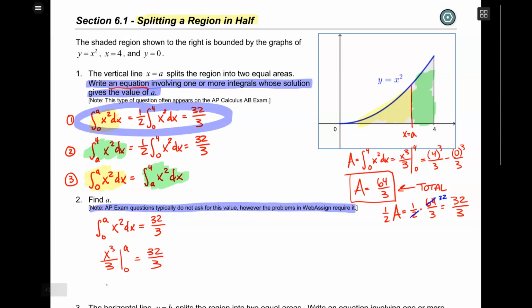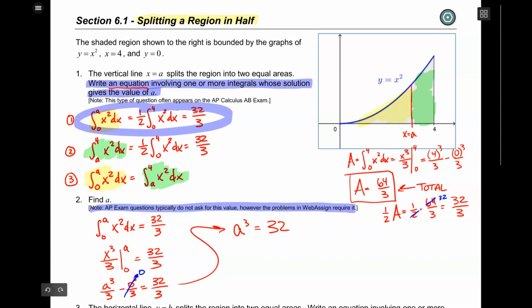Okay, so that means I'm going to plug in A. I've got A cubed over 3 minus 0 cubed over 3 has to equal 32/3. Notice that I have a 3 in all of those denominators, so it's equivalent to this: A cubed has to equal 32. And I know some of you are like, wait a minute, you jumped too many steps there. Well, this term right here is just 0. So then I have A cubed over 3 equals 32/3, but I'm just going to multiply through by 3, and that gives me A cubed equals 32.